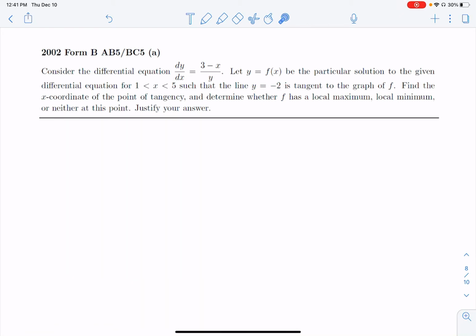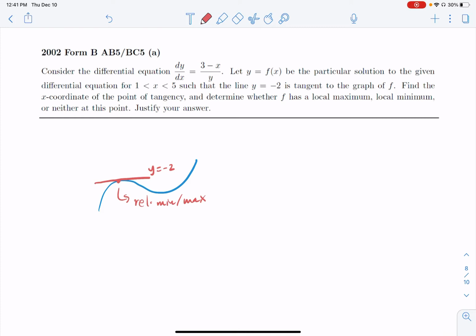If it's a horizontal line, let's think about this. We've got some sort of graph, and I have a horizontal line which is tangent to my graph someplace. This is at y equals negative 2, and this is the tangent line. This must be a relative min or max at that point, right? Because it has a horizontal tangent line at that graph. And further, it says find the x-coordinate of the point of tangency and determine whether or not f has a local minimum, maximum, or neither.